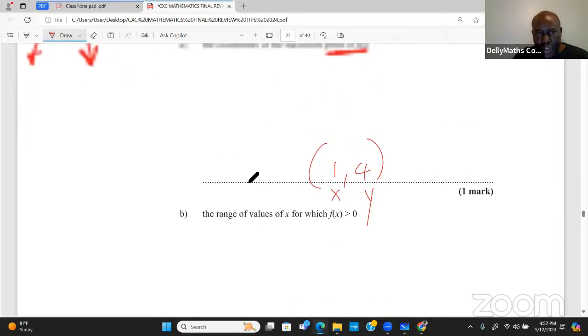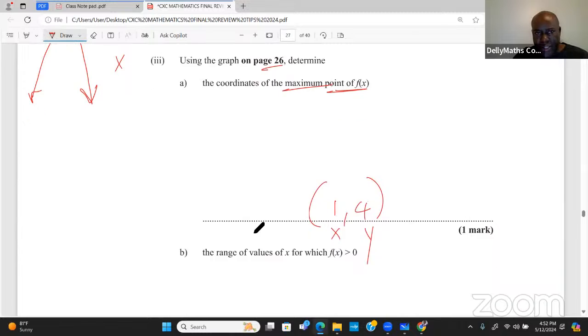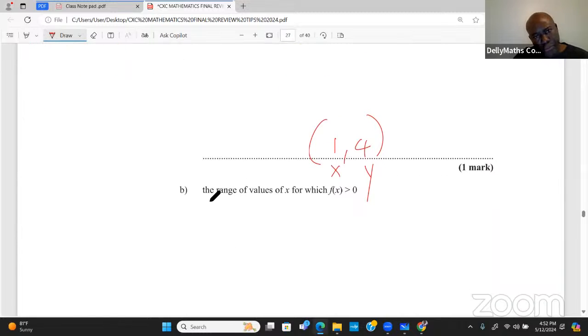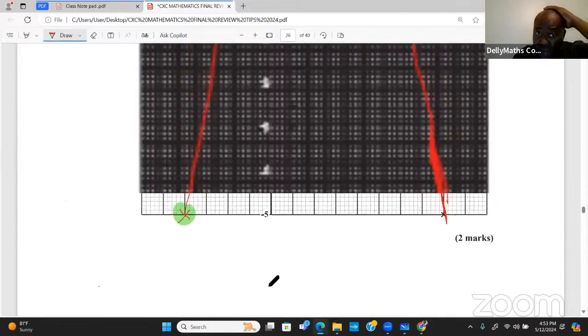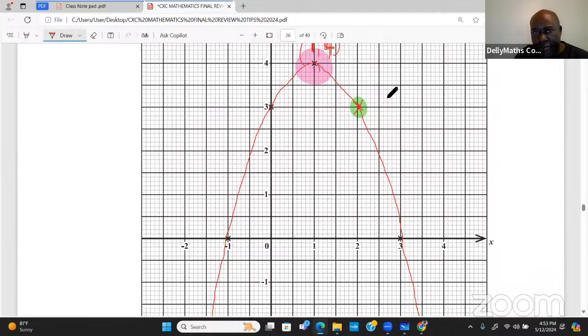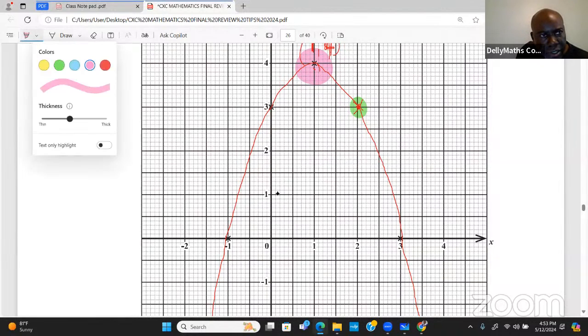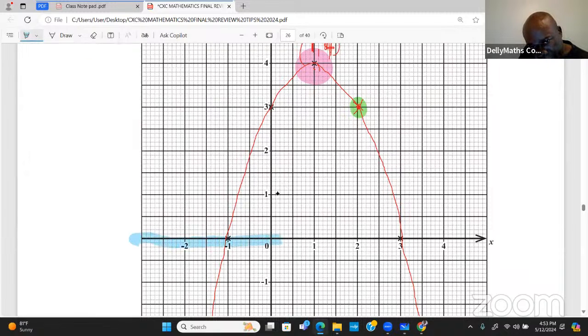All right, so we just handled that. Let's go to the next question. It says here, the range of values of x for which f of x is greater than 0. That is, the range of values of x for which the y values are greater than 0. Look at your graph here. When f of x is 0, that is my x-axis. Let me put it in another color, blue. When f of x is 0, that is my x-axis right here.